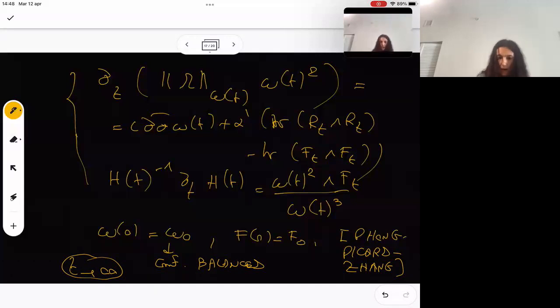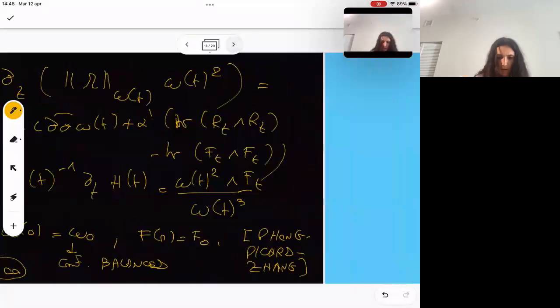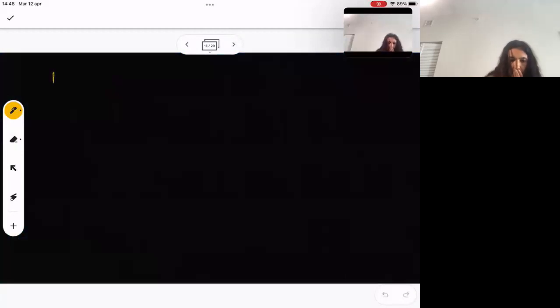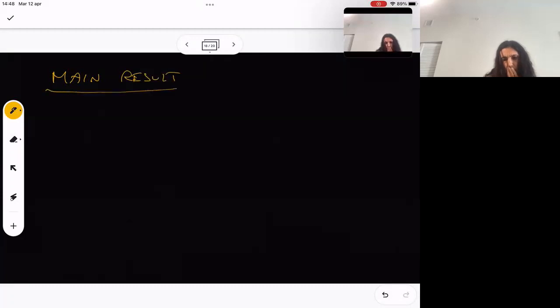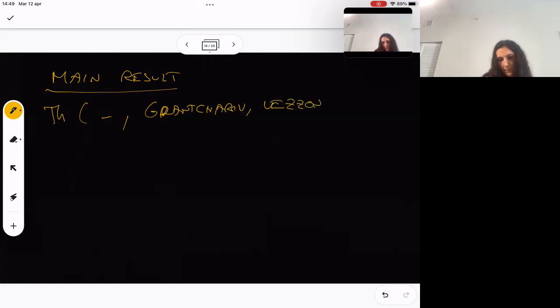So let's go to the construction that I want to give. First, let's give the main result. This is, let's say, general. And then we will apply this result in a special case, giving the new example. So the main theorem, this is the result with Grantcharov. I will give an idea, a sketch of the proof. So let's say with S a compact Calabi-Yau orbifold.